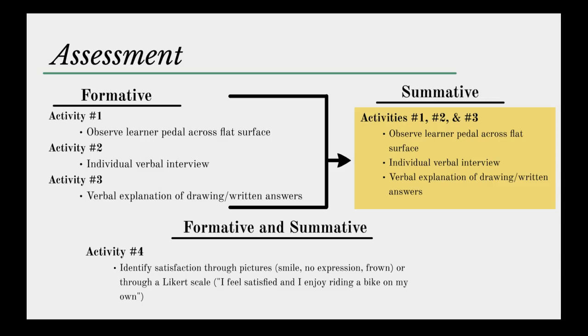For late adulthood, instructors will distribute a sheet of paper with a Likert scale containing the item, "I feel satisfied and I enjoy riding a bike on my own." Instructors will record responses for a formative and summative assessment.